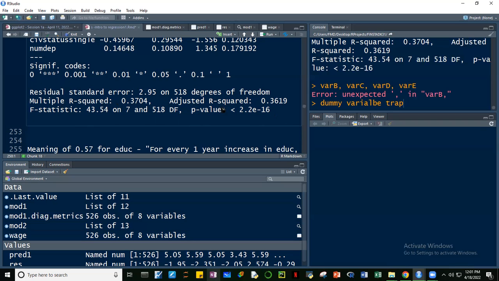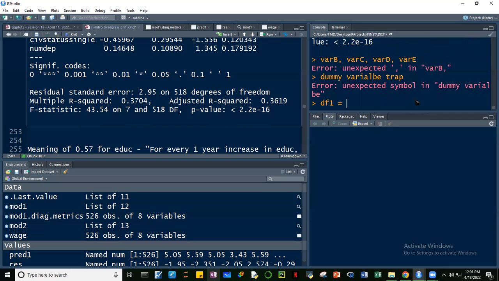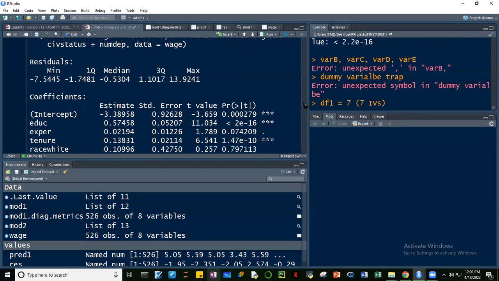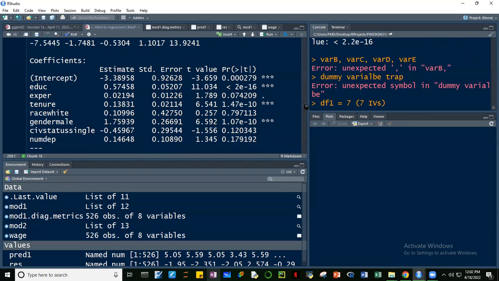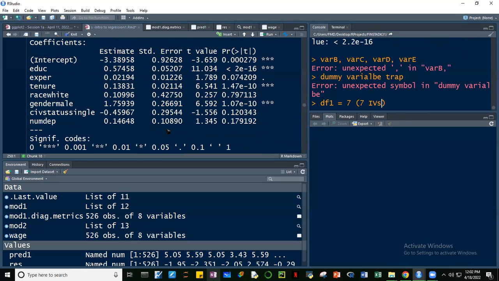Okay? And then we have here some stat, 7 degrees of freedom. 2 degrees of freedom guys kasi pag ANOVA. Saan galing itong 7? DF1. Why is it DF1? DF1 is equal to 7 degrees of freedom, because there are 7 IVs. There are 7 explanatory variables. Okay, ano yun? Education, experience, tenure, race, gender, civil status, and number of dependents. Okay, so 7 yan. No?